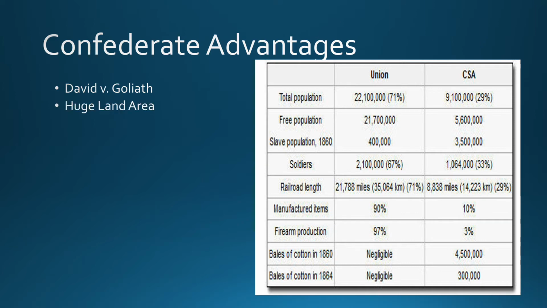A big advantage for the Confederacy is the fact that they do have a huge land area. Okay, 750,000 square miles.